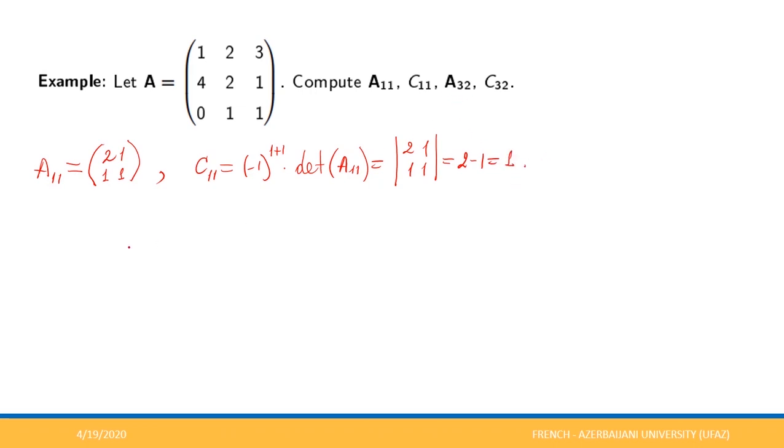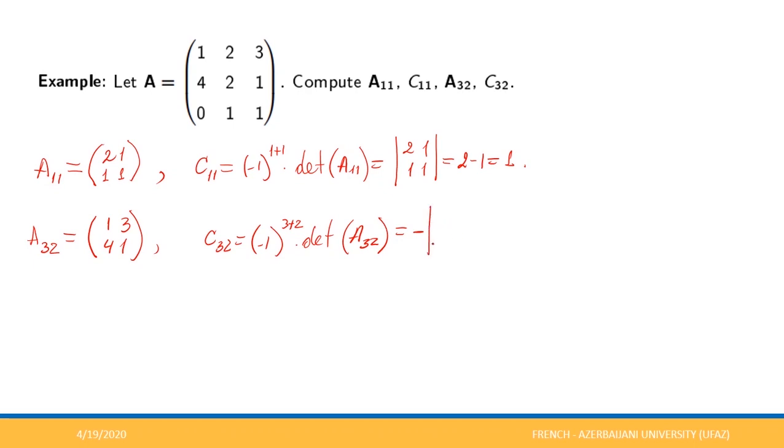Let's find this submatrix. A32 is, we remove the third row and second column. It will be the matrix of 1, 3, 4, 1. Then C32 will be minus 1 to the power of 3 plus 2 times the determinant of A32, this is minus 1, determinant of 1, 3, 4, 1 is equal to minus 1 minus 12, which is minus 11. That's all.